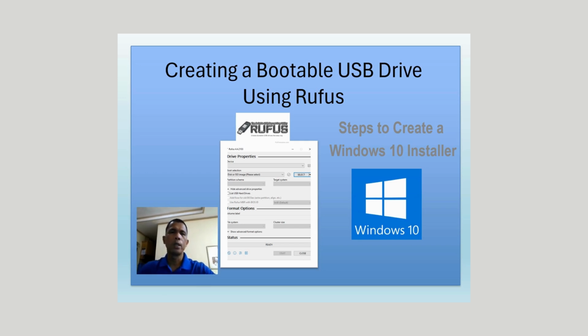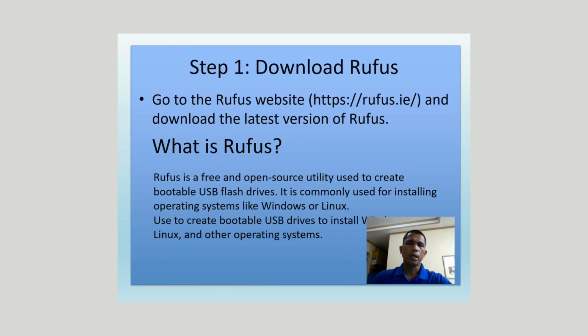Rufus can be downloaded on the website of Rufus, rufus.ie. Download the latest version of Rufus. The latest version is very good for creating the Windows 10 installer. But before we continue, let me give you some definitions of what Rufus is all about. Rufus is a free and open source utility used to create bootable USB drives. It is commonly used for installing operating systems like Windows or Linux.